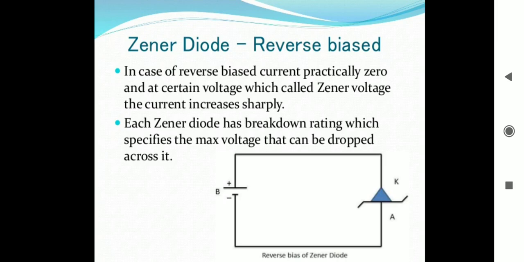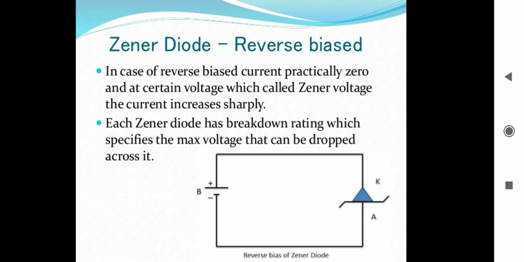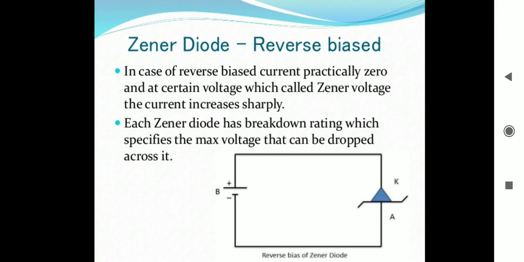When reverse bias is applied across the diode and the supply voltage is equal to the Zener voltage, it starts conducting in the reverse bias direction. The Zener voltage is the voltage at which the depletion region completely breaks down.